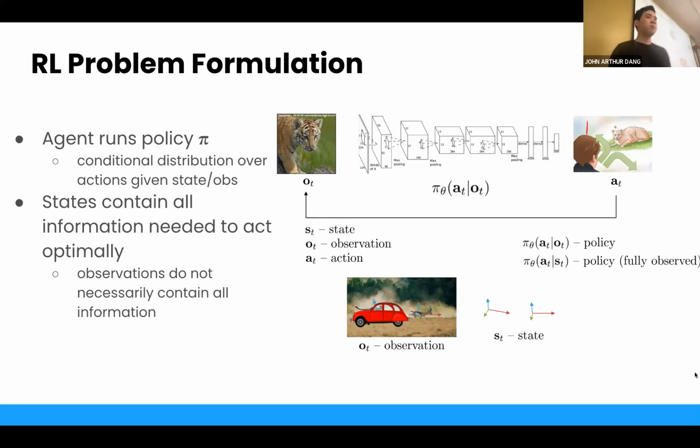Okay. And just to give you an idea of why you might sometimes want a stochastic policy, suppose you're writing an RL agent to play poker or some other game. You don't want to have deterministic actions. That's actually really suboptimal because it makes you really predictable.